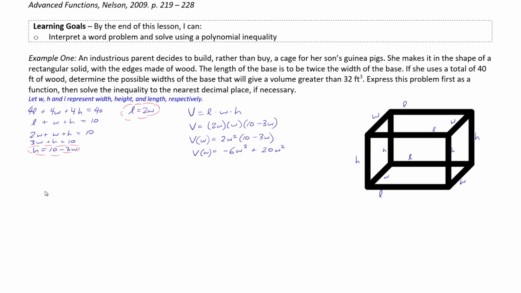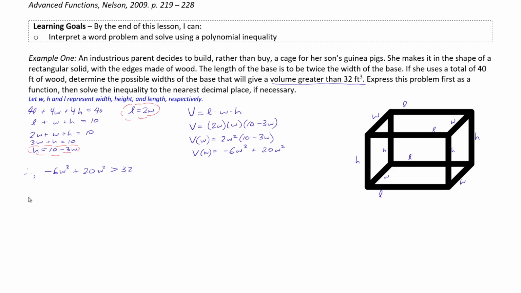Okay, so the final piece of information that I have is that the volume has to be greater than 32 feet. So I'm going to just restate the equation, right? And this is in fact not, if I was to be precise, an equation, it's actually an inequality because the volume has to be greater than 32 feet. So I have to write negative 6 cubic widths plus 20 square widths have to be greater than 32.